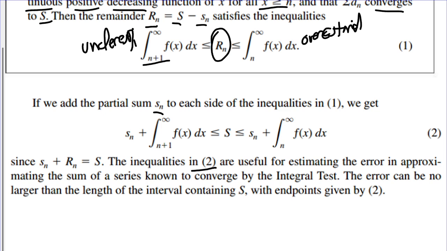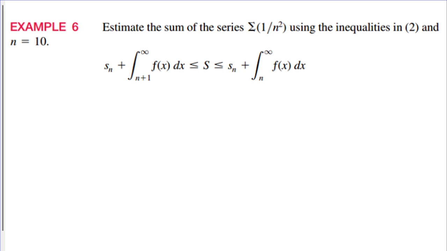These inequalities are useful for estimating the error in approximating the sum of a series known to converge by the integral test. The error can be no larger than the length of the interval containing s, with endpoints given by this formula. So let's look at an example of that problem with example 6. Estimate the sum of the series 1 over n squared using the inequalities in 2 and n equals 10.